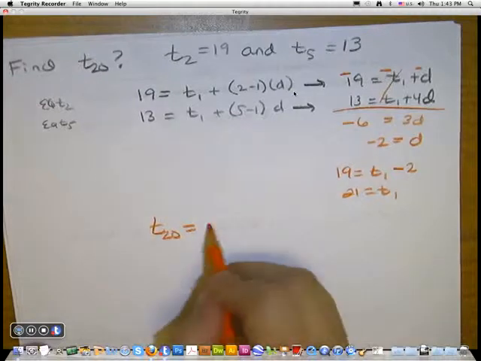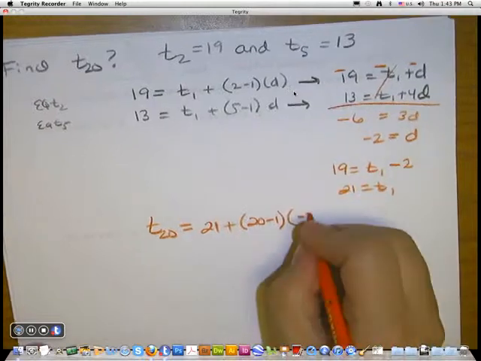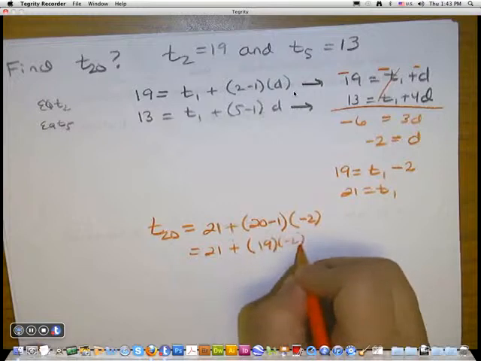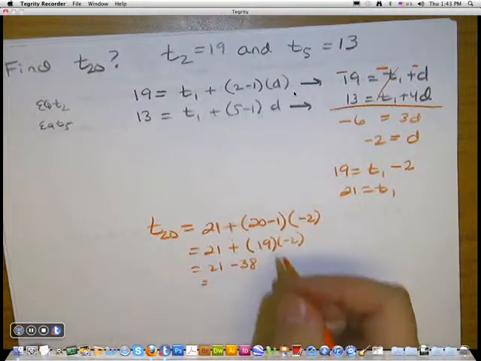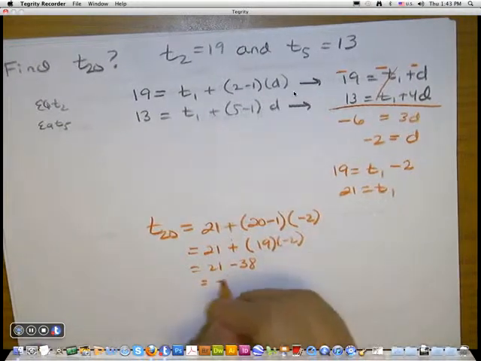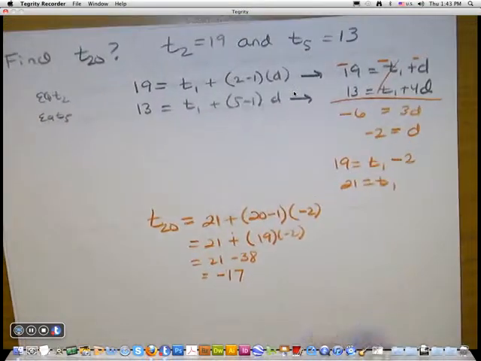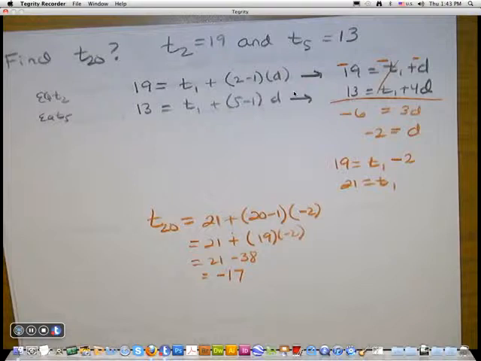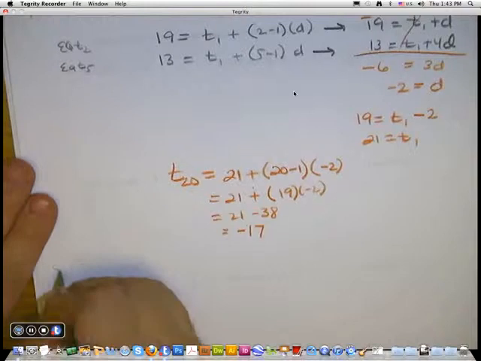The 20th term is the first term plus the term number minus 1 times D. So I get 21 plus 19 times -2, which is 21 minus 38, which is -17. It's always going to follow that exact same pattern. Set up your two equations, solve for D and T1, and then plug those back in. So examples 3 and 4 are similar to one another, just giving you more practice with them.